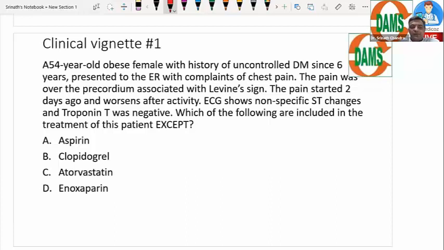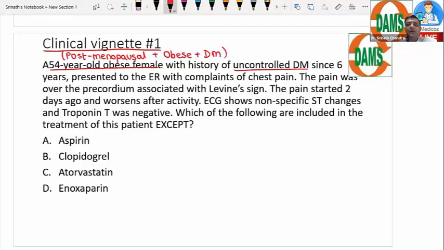Right. So the first clinical vignette: a 54-year-old obese female who has come with a history of uncontrolled diabetes for the past 6 years. She's 50 plus, postmenopausal, and obese. So risk factors we must read. Whenever you look at the age and epidemiology, you are adding to the risk factors. So postmenopausal, obese, uncontrolled diabetes.